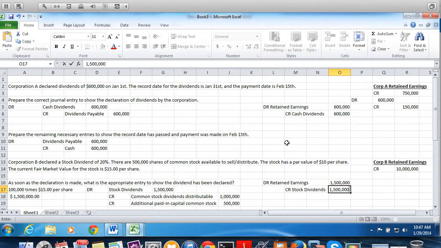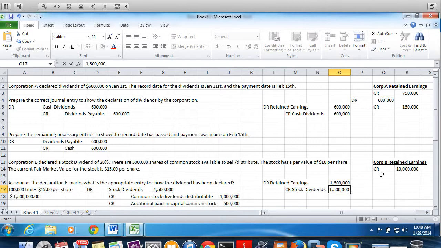So what this does, this credit here cancels out this, and again, this is at the end of the year whenever we're doing financial statements. But this is basically the closing entry that closes out this temporary stock dividends account and rolls that money, or the effect of that entry, into retained earnings.